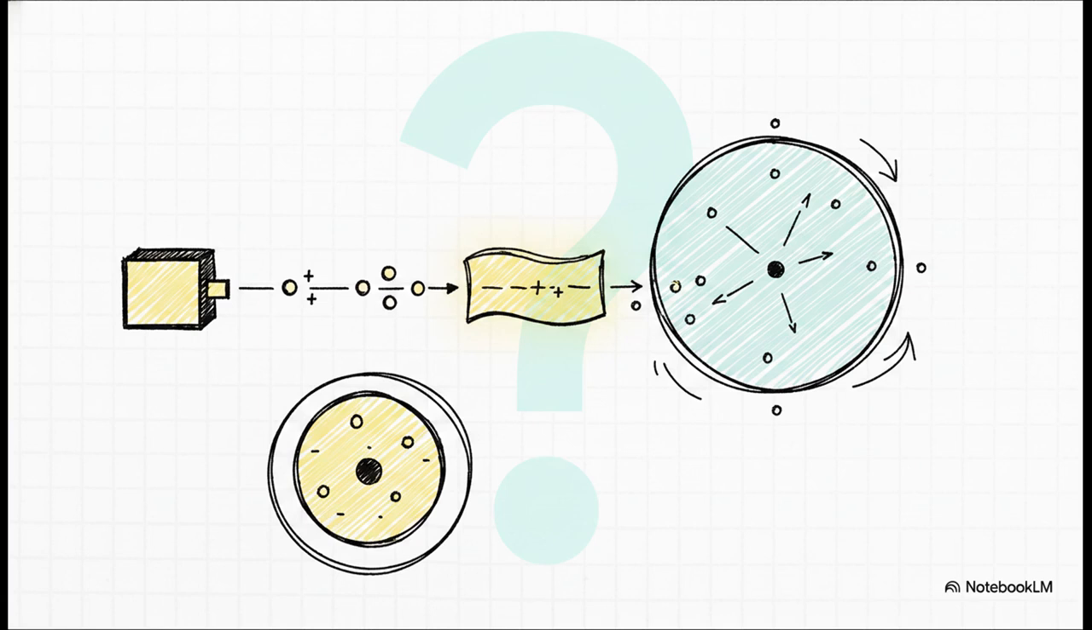Think back to Ernest Rutherford. Do you remember what he actually discovered when he shot those positively charged alpha particles at an incredibly thin sheet of gold foil? Because at the time, scientists just assumed atoms were this diffuse, mushy plum pudding of positive charge with a few electrons sprinkled in. So what did Rutherford actually see?